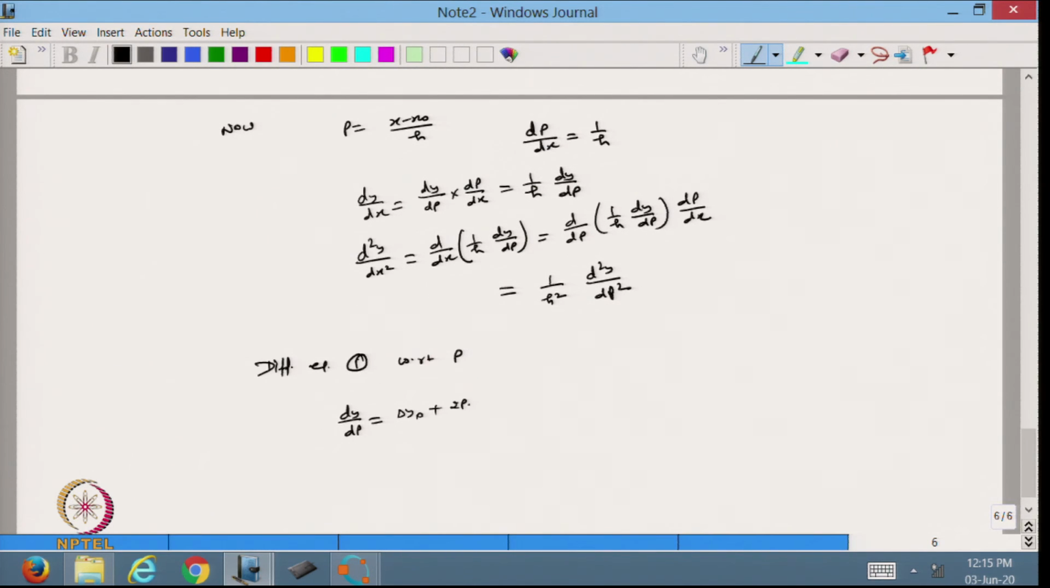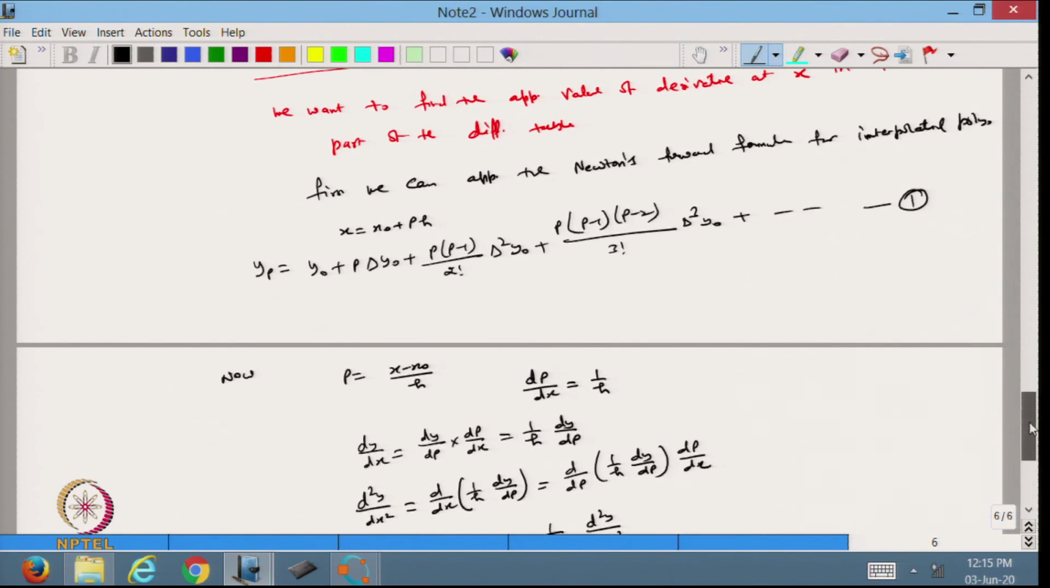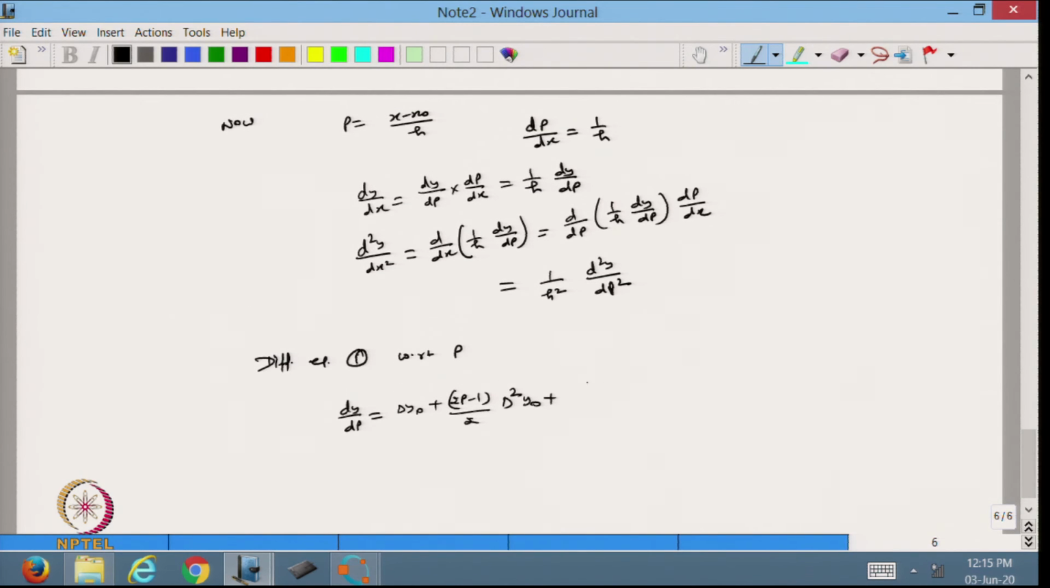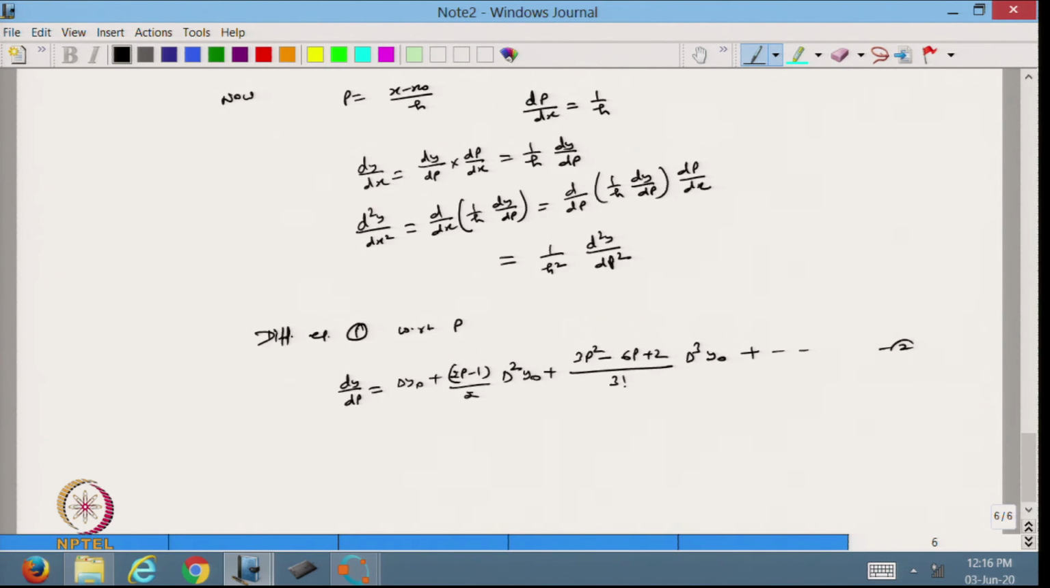So, it is (2p minus 1) by 2 del square y naught plus, again I can take the derivative of this one. So, it will be p cube minus 3p square like this one. So, I can take the derivative. So, it will be (3p square minus 6p plus 2) divided by 3 factorial y naught and so on. So, this is equation number 2.